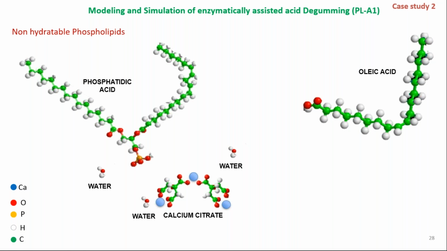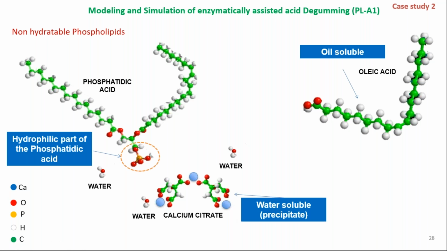So we have converted, on one hand, a calcium citrate, which precipitates. This is important to mention. And we have oil that is not linked anymore to the phospholipids and is oil soluble, and then we have our typical phosphatidic acids, which are now much more easily removed with water. Okay.